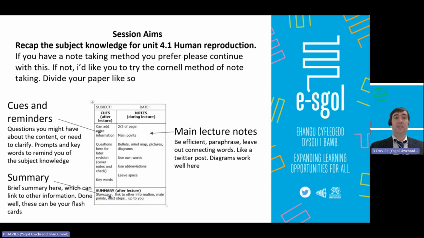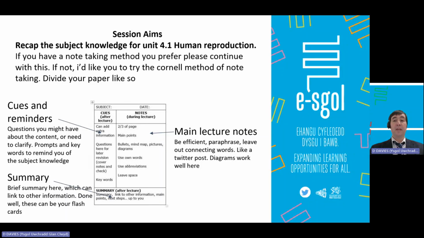The session aim for today is to recap the subject knowledge for the 4.1 human reproduction unit. I'm also going to go over some past paper questions in order for us to apply the knowledge that we've recapped and learnt.